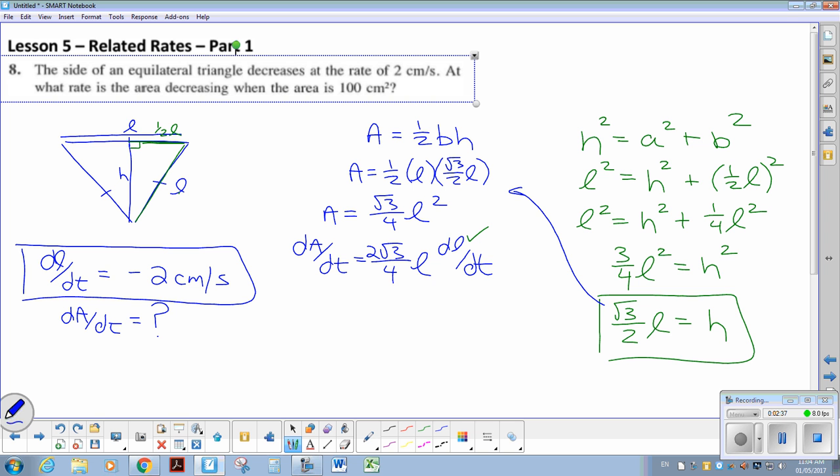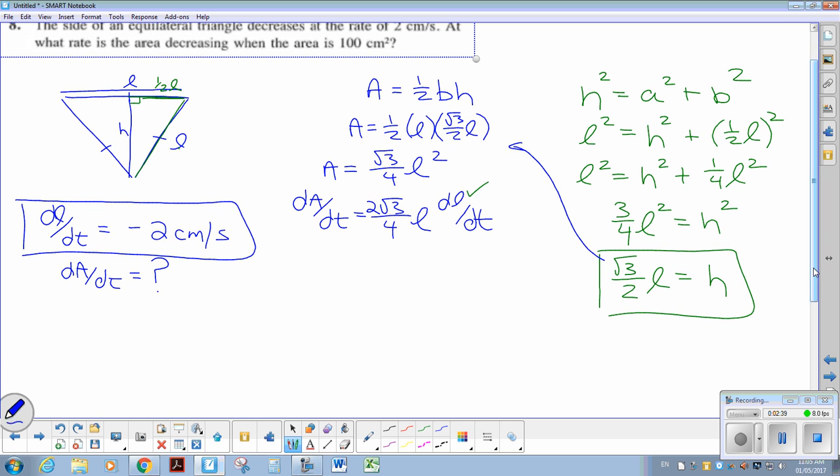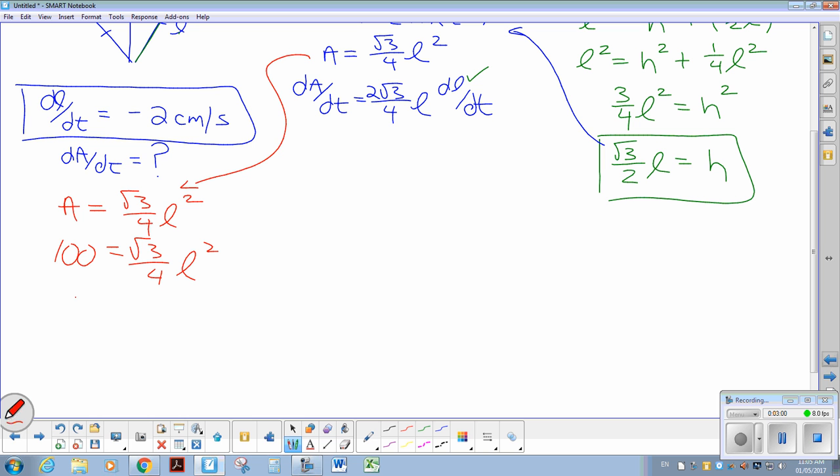The question says 100 centimeters squared is the point of interest. So I'll work over here now. We said our area formula was root 3 over 4 L squared. If the area is 100, what does L equal? I'm just going to solve that for L. So we have 400 over root 3 equals L squared, which means L is the square root of 400 over root 3, or 20 over the square root of root 3.